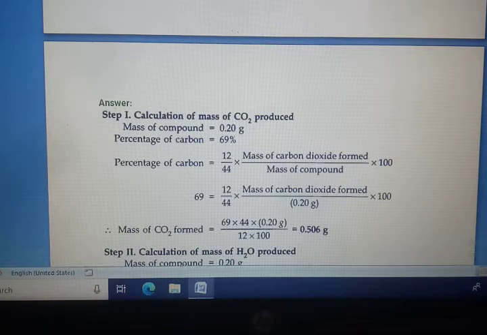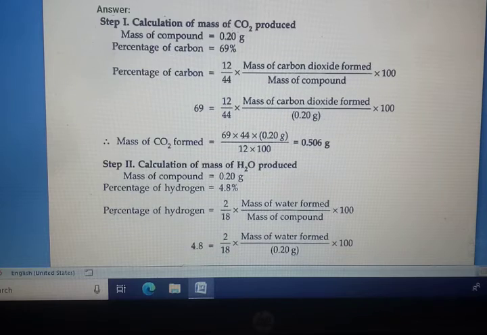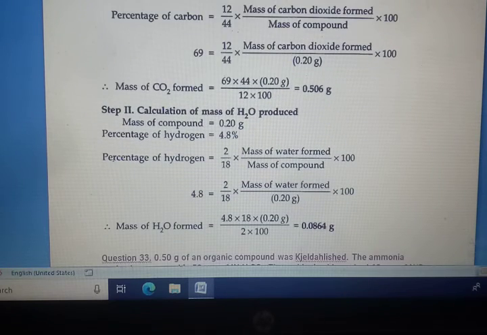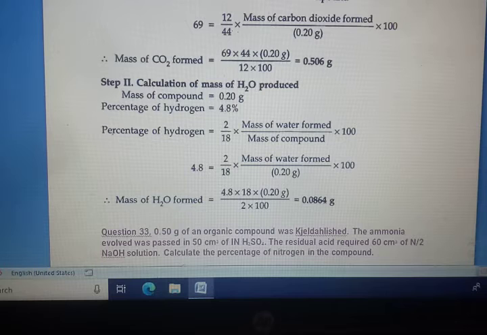The percentage of carbon is given in this question, so you just have to find the mass of carbon dioxide formed. It's very easy, 0.506. Similarly, if you have to find the mass of water, since the percentage of hydrogen is given, it can easily be calculated, 0.0864. I hope that while explaining the questions on carbon and hydrogen analysis, I have given these two same questions.